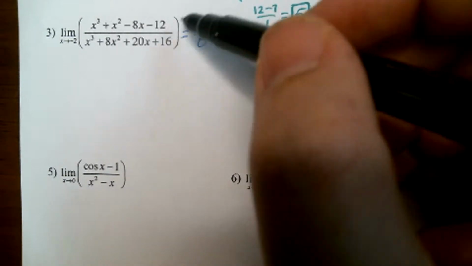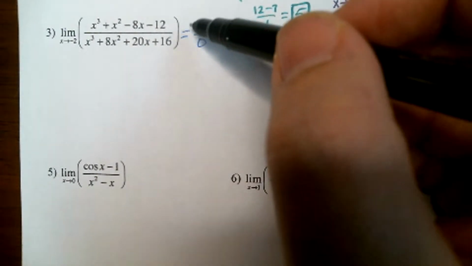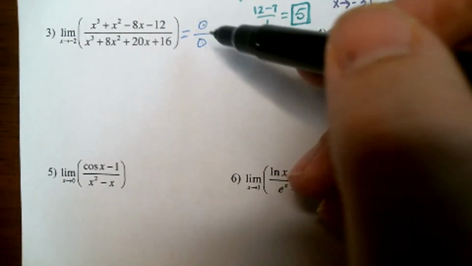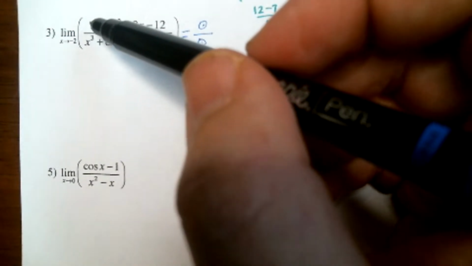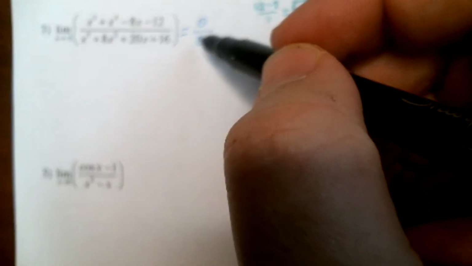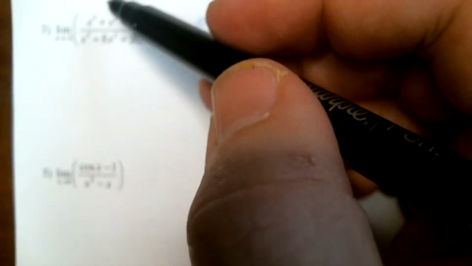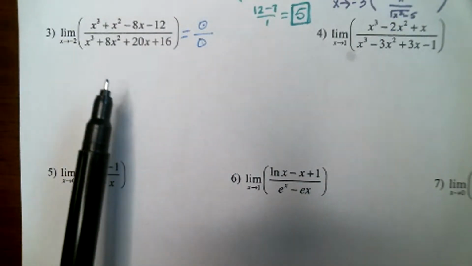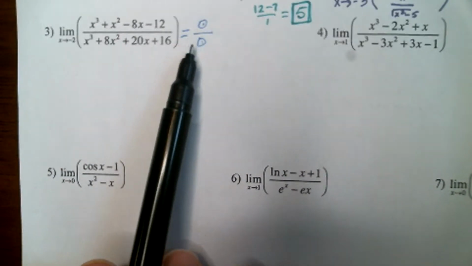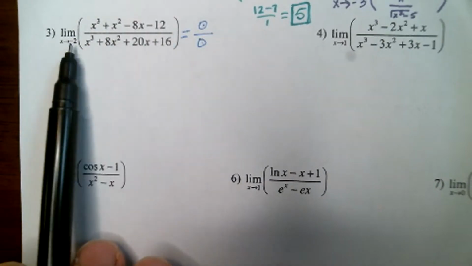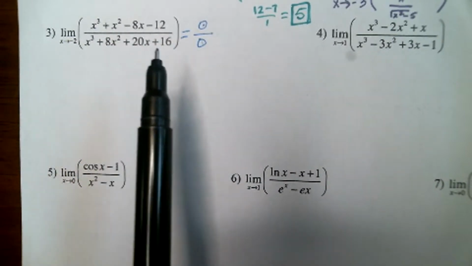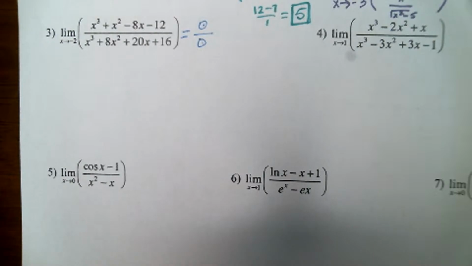But after already knowing this, I know this first one's going to give us 0 over 0. Okay? You can just trust me on that. If you plugged it in, you're going to get 0 over 0. On your homework, you're going to need to plug it in to make sure it's 0 over 0, because if it's not, then you could work with it from there.